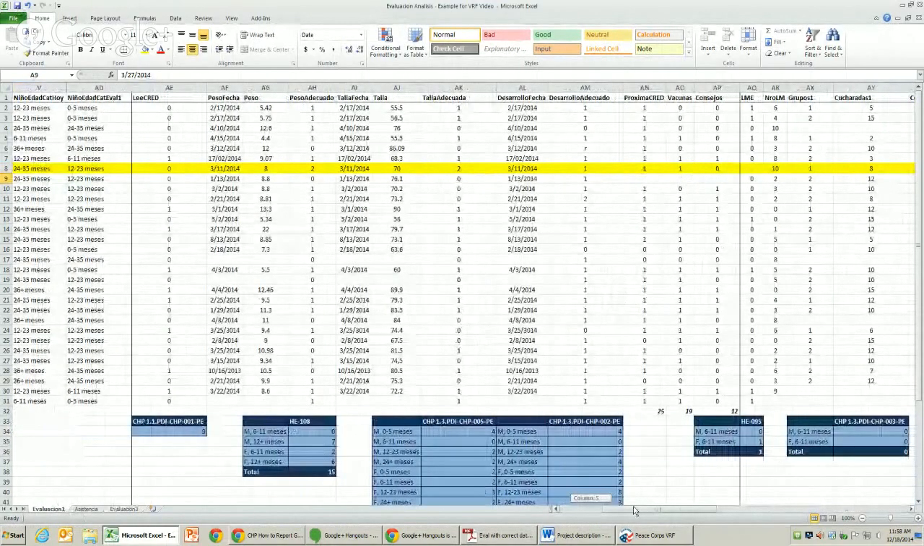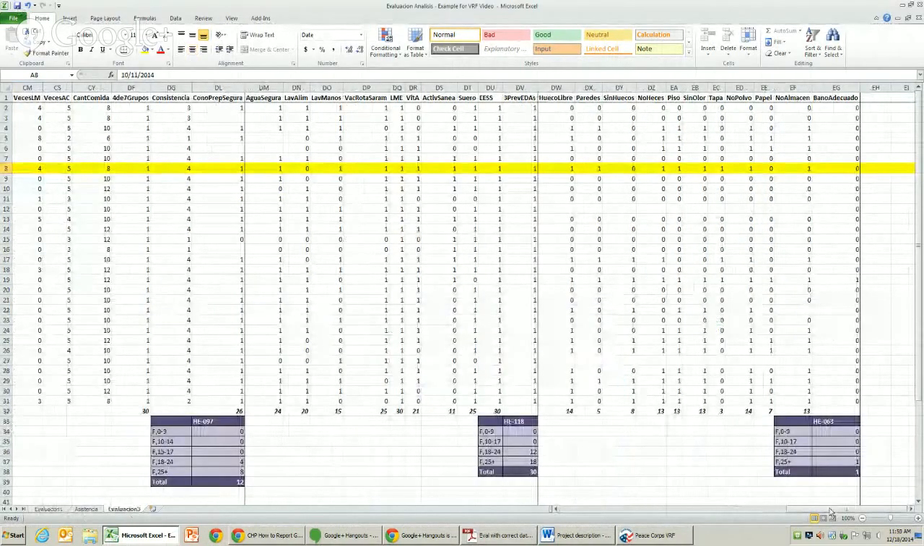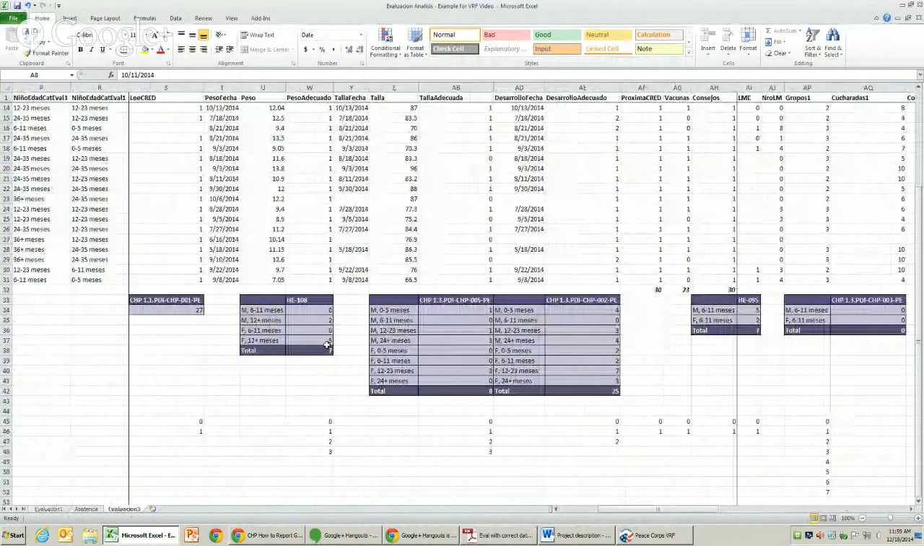And just to note one major difference, these indicators about peso and talla in the first evaluation are counting up how many kids were normal at the start. So you'll notice that they've gone down considerably in the next spreadsheet in evaluation 3. They had 7 and 8 with normal peso and talla, but that was how many had recuperated from not having normal peso.